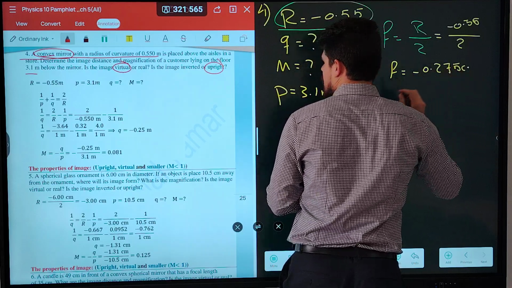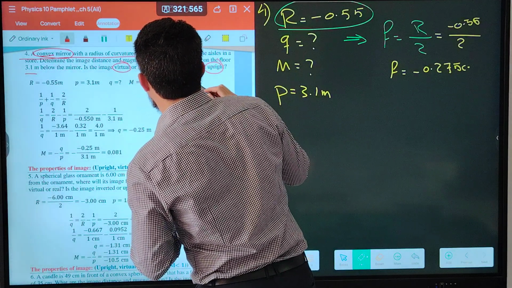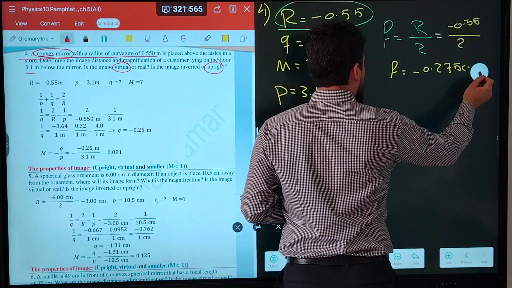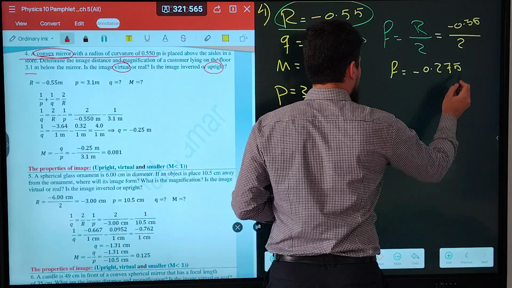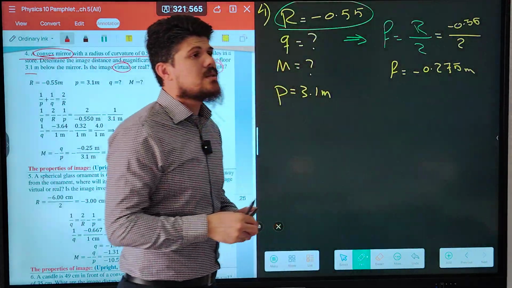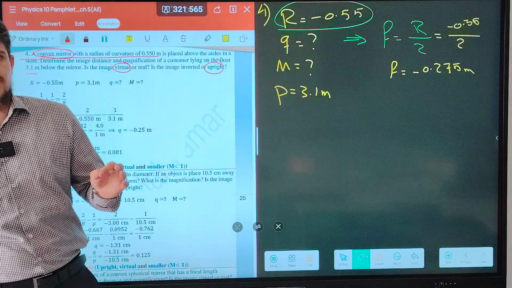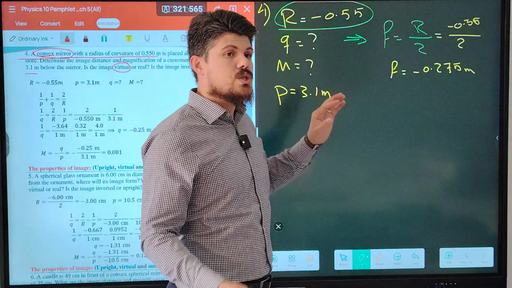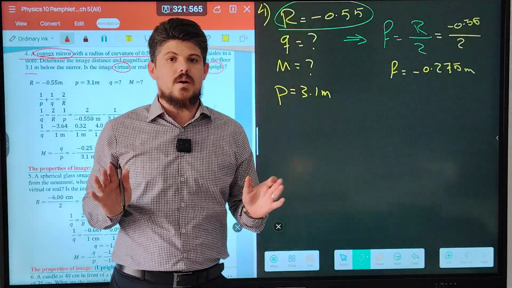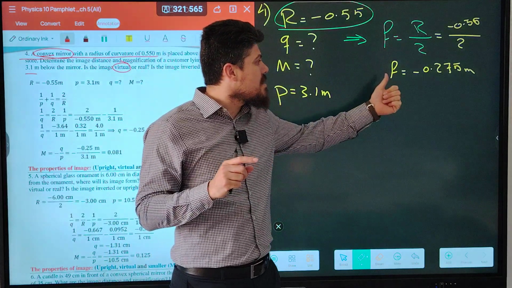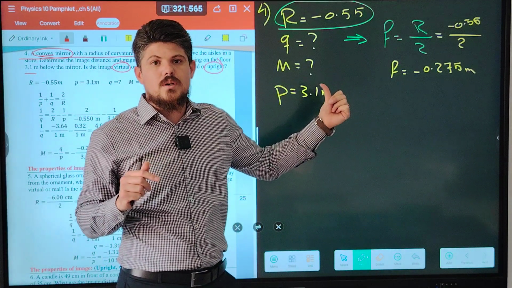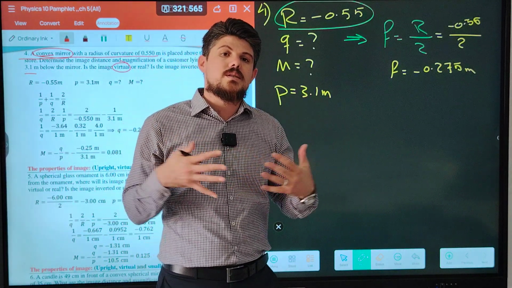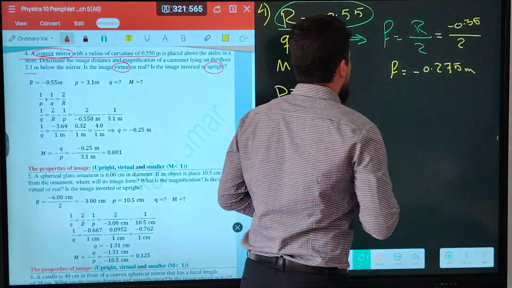Focal length is equal to negative 0.275 centimeter. Centimeter or meter? Meter, sorry. All quantities must have the same unit, guys. Be careful. It's okay if you solve the question with centimeter or meter, it doesn't matter, but it's not allowed to have F in meter and Q in centimeter. So you have to make all of them the same unit.